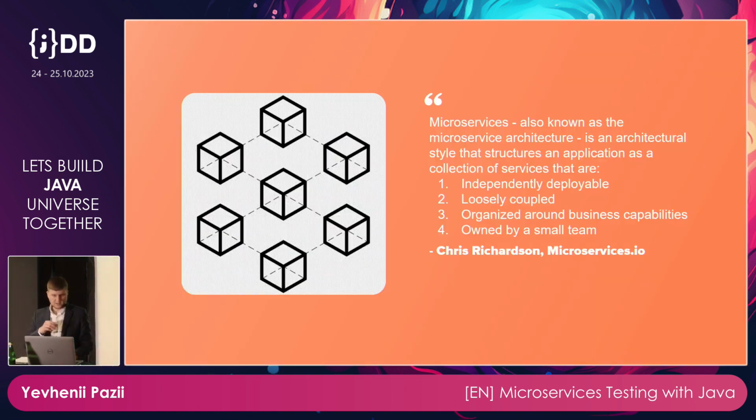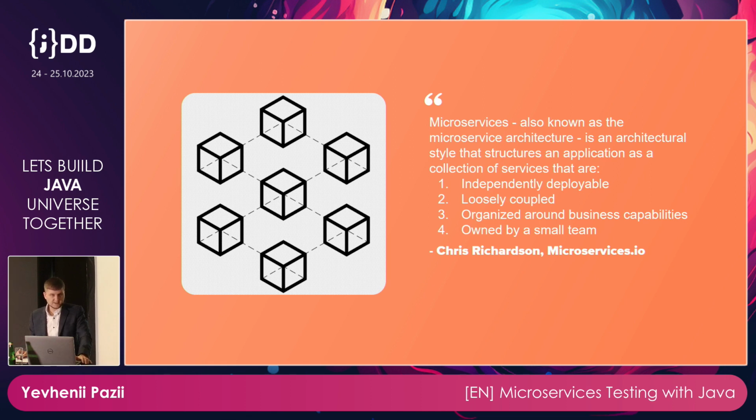Before starting testing, let's take a look at a short definition of what microservices are. Here's the definition from Chris Richardson, microservices.io: microservice architecture is an architectural style that structures the application as a collection of services that are independently deployable, loosely coupled, organized around the business capabilities, and owned by small teams.